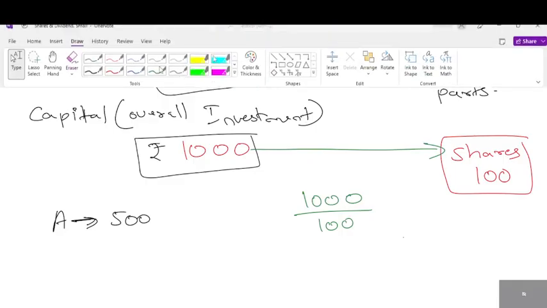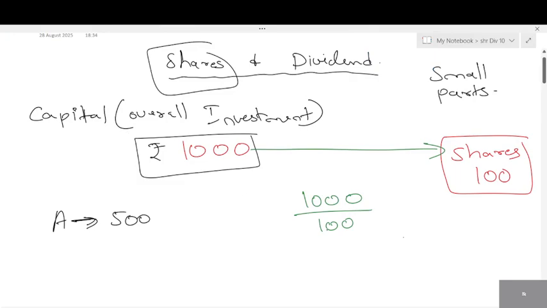Yes, you have to understand all these concepts. See, solving only textbook questions will not help. Even if you try to memorize or mug up 1,000 questions and solve, it's of no use. You should understand the concept. So two zeros get cancelled. What's the value of one share? One share is rupees 10.